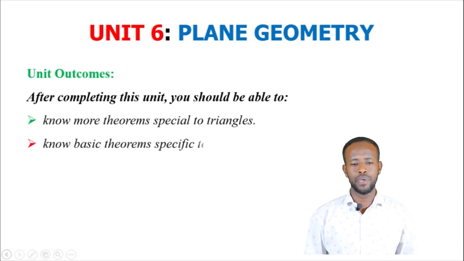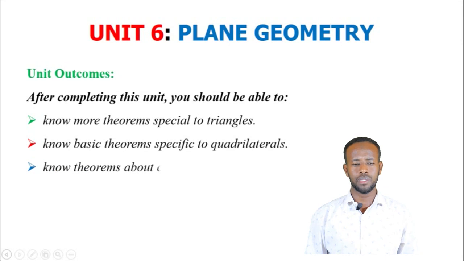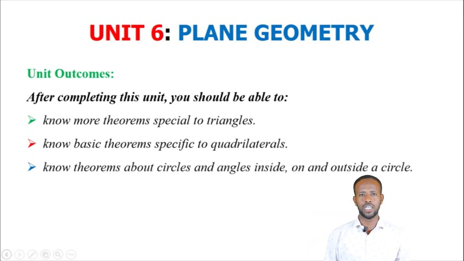The second is to know basic theorems specific to quadrilaterals. We know what quadrilaterals are. There are some theorems that are specific to quadrilaterals. Again, you are expected to know theorems about circles and angles inside, on, and outside the circle. There are a lot of angles that we can form inside the circle. Some may be from the center, some on the circle, some outside the circle. You are expected to know these theorems when you finish this unit.